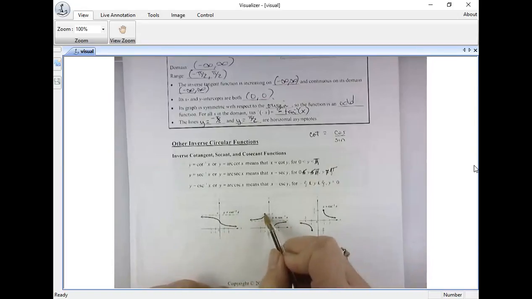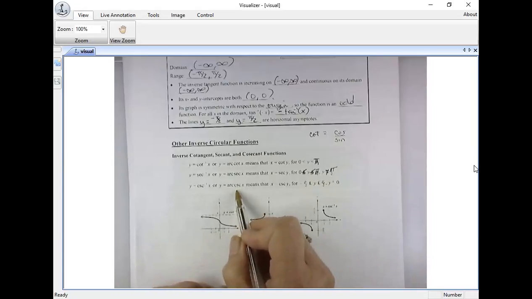But notice if we go this way, we'll get all of the potential y values between pi over 2 and pi, and then this asymptote lets us get all of the potential y values between 0 and pi over 2, okay? There's just no way to get this one to be continuous.